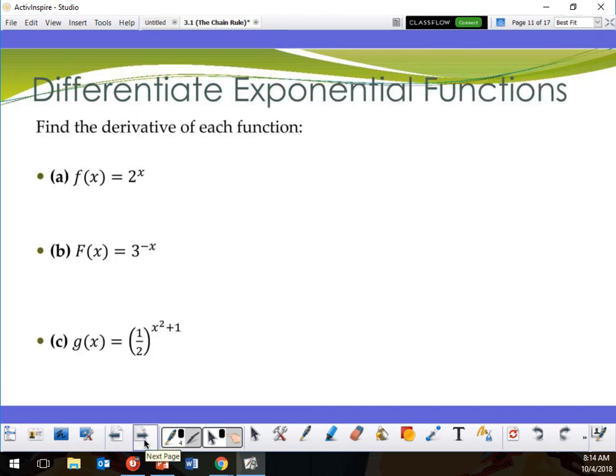All right, so let's do this one here. What is my a value in this one? 2, right? The a value is 2. Okay, good. So let's take a look. I'm going to rewrite this, so it's going to be 2 to the x ln of 2. That's it.